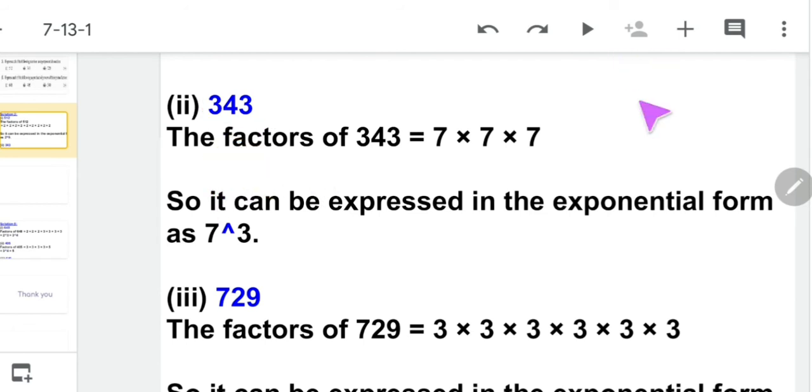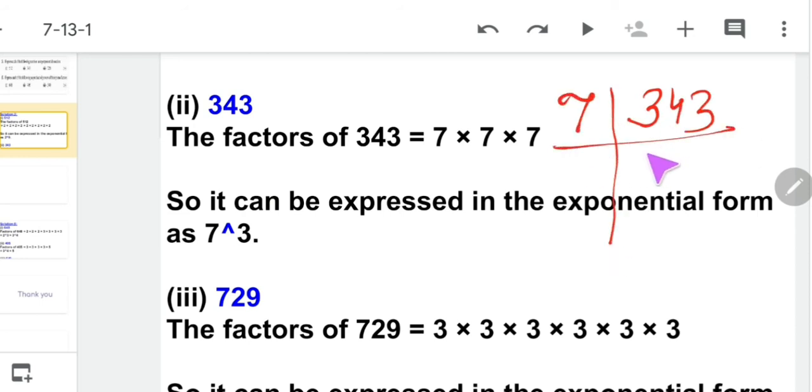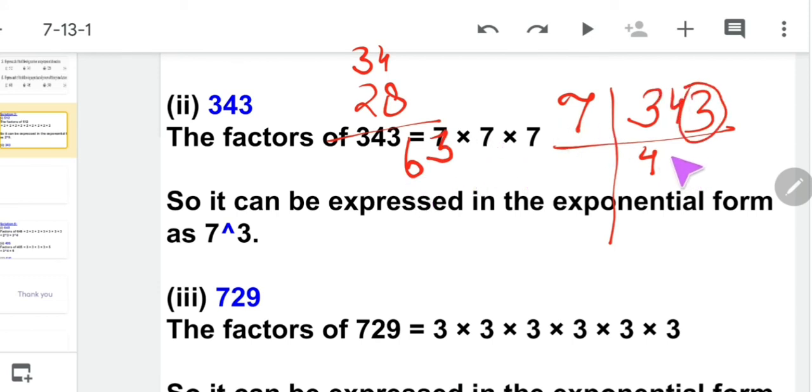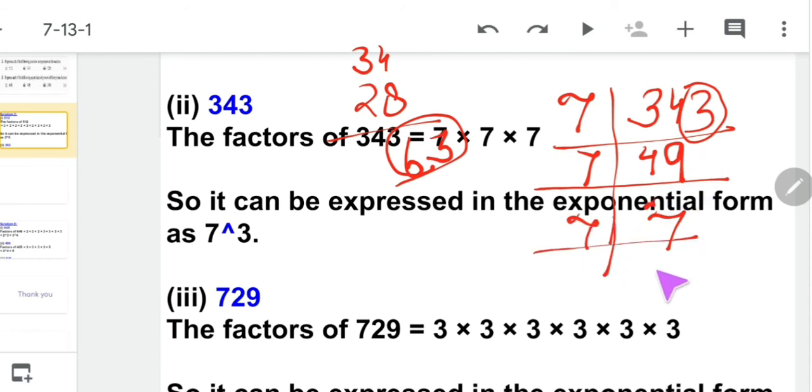Now let's come to 7. 343. So let's try with 7. So we all know that 7 into 4 gives 28. So 34 minus 28, we will have 6 and then 3. So 63. So we all know that 7 multiplying with 9 gives us 63. Now we all know that 7 multiplying with 7 is 49. Again 7 divided by 7, we have 1. So how many 7 we have? 3.